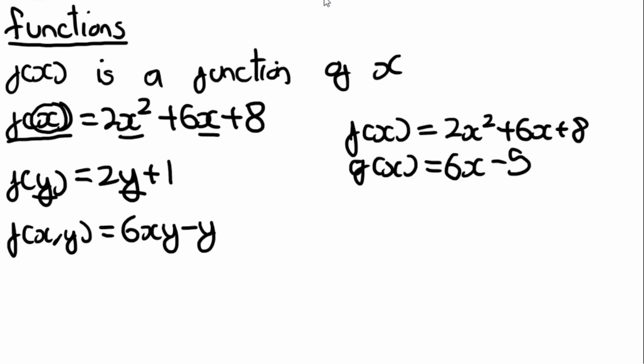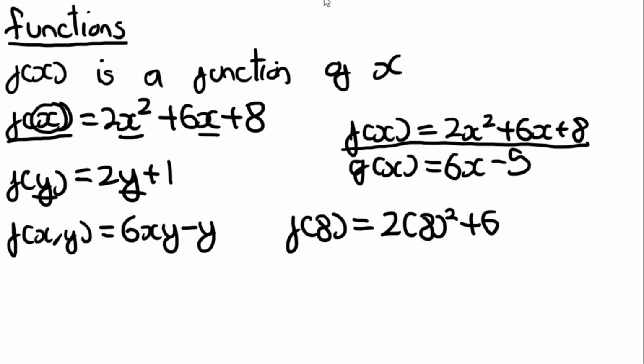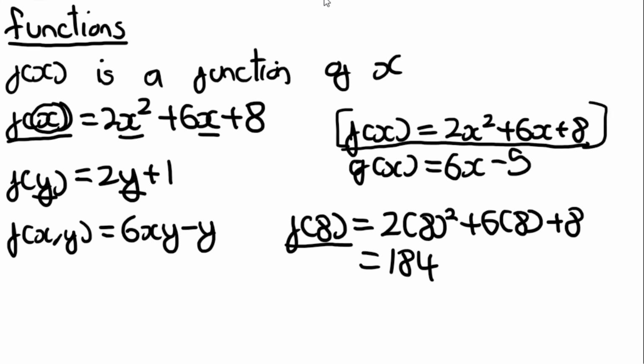It's also quite useful if you want to quickly show what you're substituting into a function. So for example, let's use this function. If you wanted to sub in 8 as x, then you could do f of 8 equals 2 times 8 squared plus 6 times 8 plus 8, which is equal, if you use a calculator, to 184. That's quite good shorthand as well if you want to quickly sub in a value for x, because everyone knows what f(x) would be in the question because it's already been defined in the question.